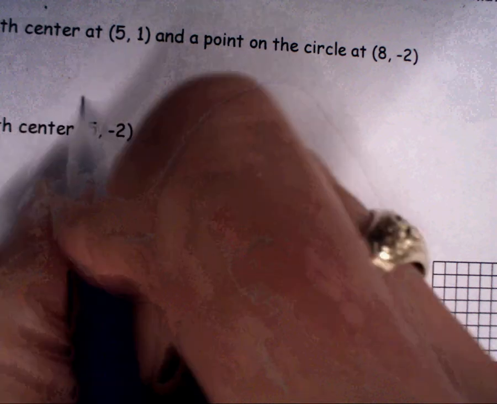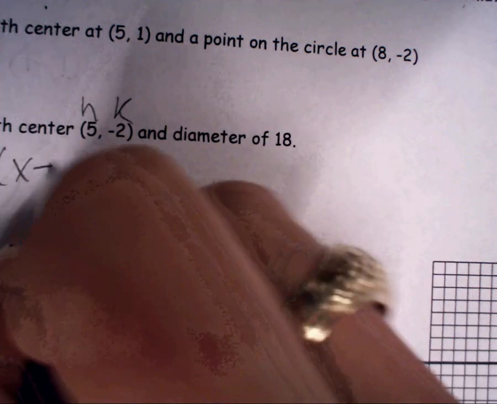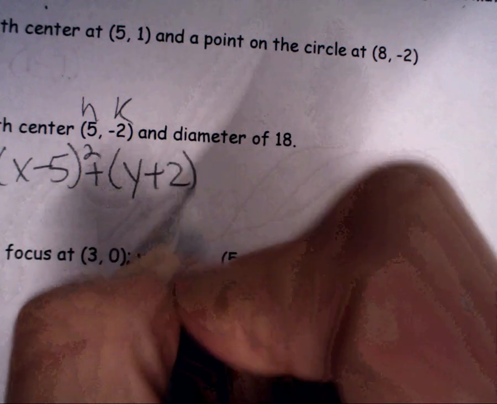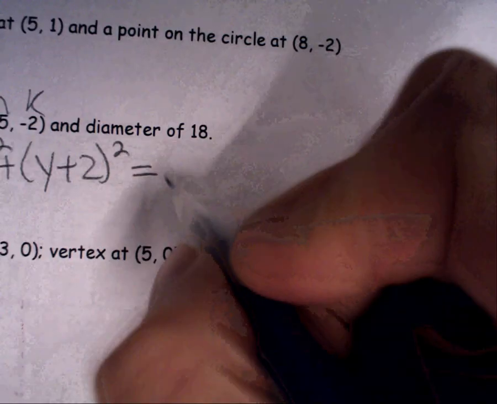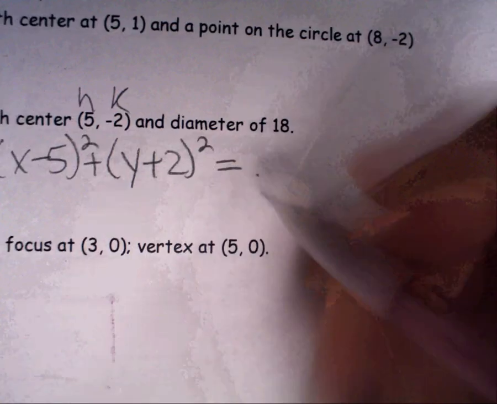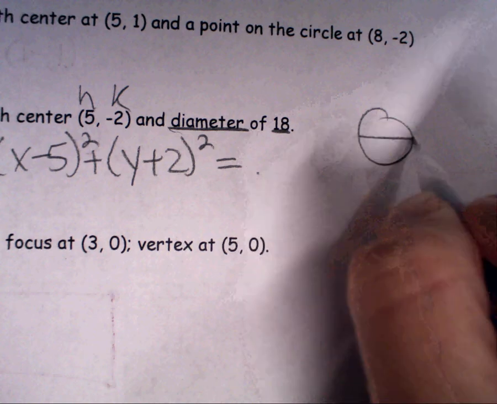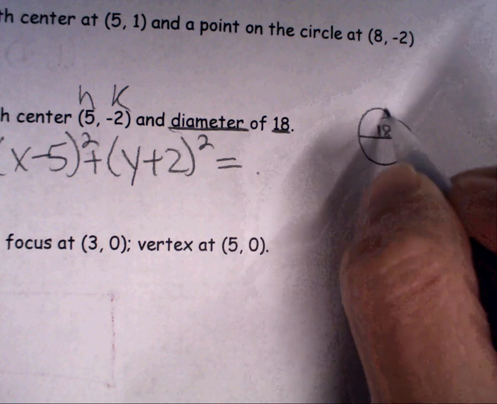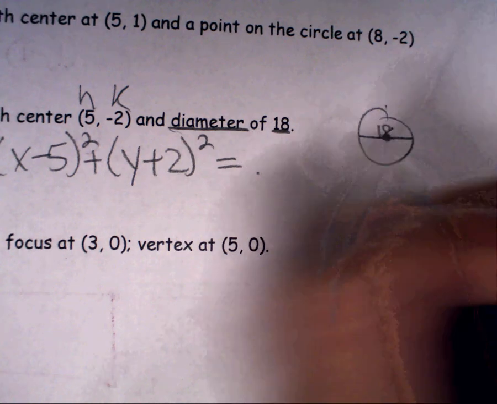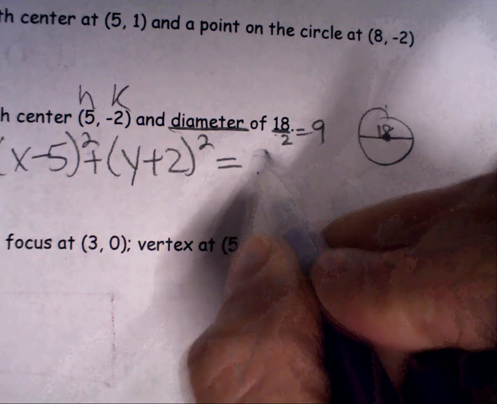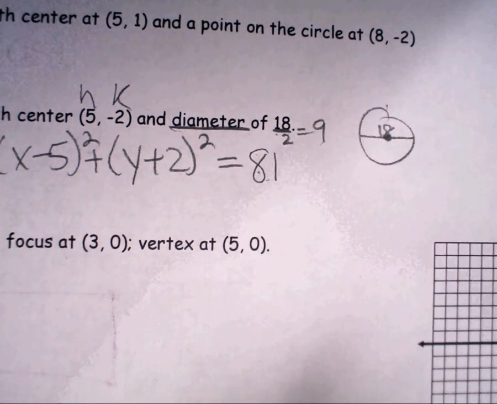So I know the center's (h, k), so (x - 5) in parentheses squared, (y + 2) in parentheses squared. But it's not 18 squared because it says, paying attention to detail, diameter of 18. That means from end to end is 18. So I only need half of that for the radius, so half of 18 is 9, and 9 squared is 81. Everything in the equation is squared in a circle.